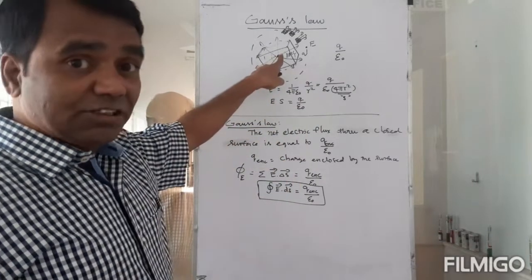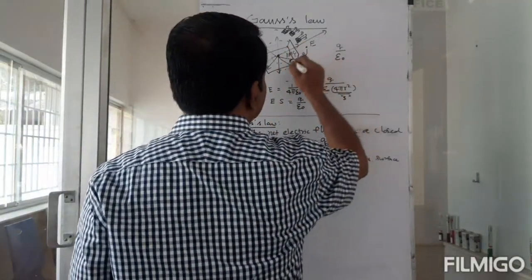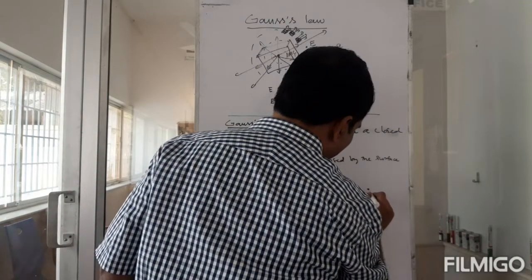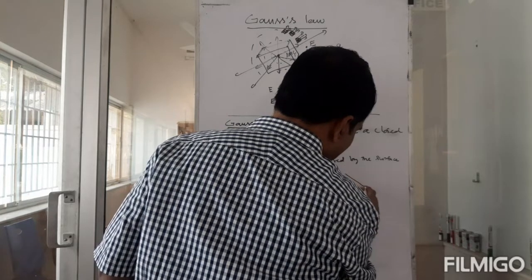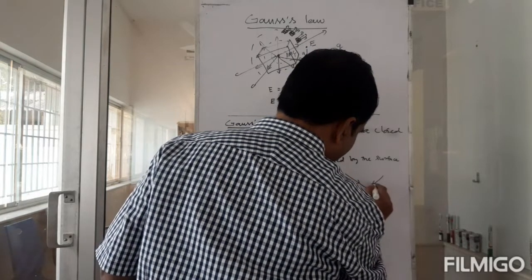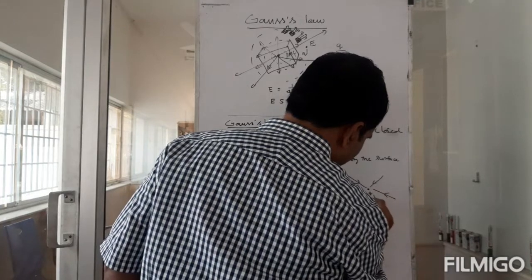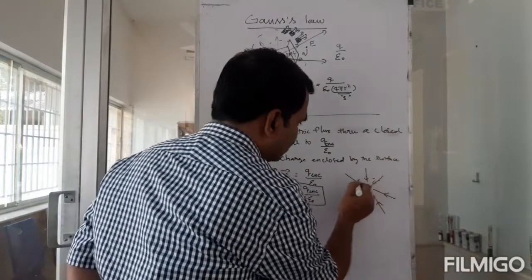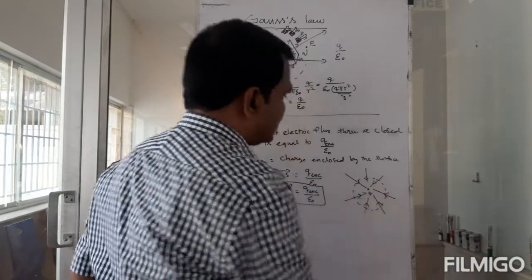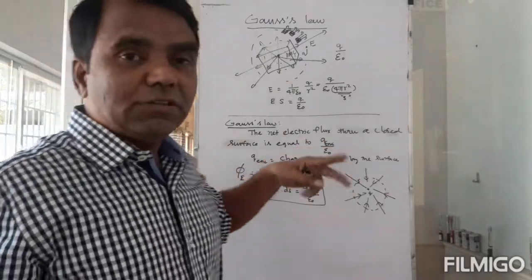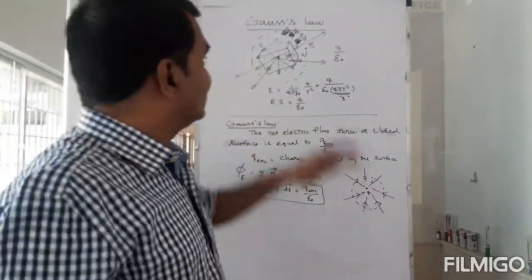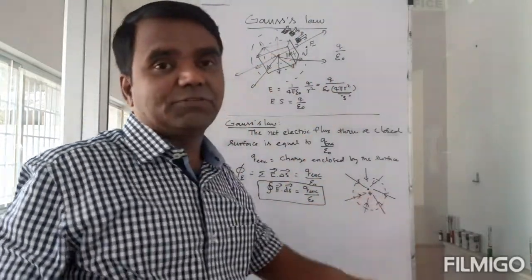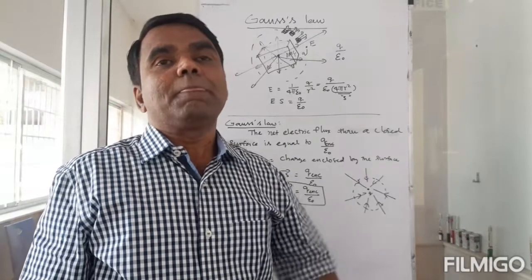If I have a positive charge, you see, then flux will be coming out. Suppose I have a negative charge, I have minus Q here. Then what happens? Then it will end. So, if I take this surface, then you see I'm going to have flux going into that area. But in the other case, flux is coming out of the area, depending on whether positive or negative charges are enclosed in it. Okay?